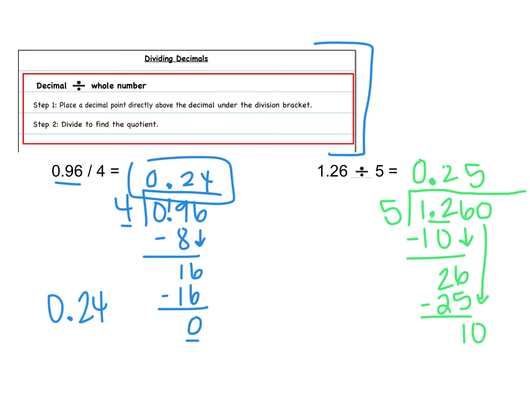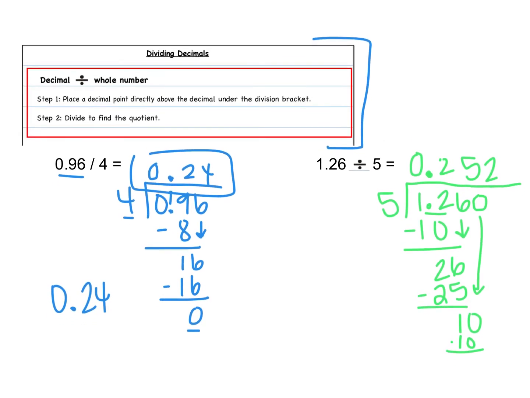So now we see how many times can 5 go into 10. Well, it goes in there twice without going over. So multiply, 2 times 5 is 10, subtract, 10 minus 10 is 0. Now we have 0 down here, nothing else to bring down, so our final answer would be 252 thousandths.